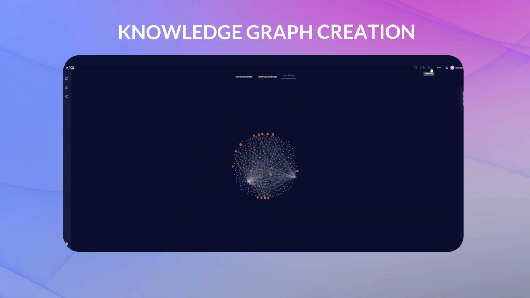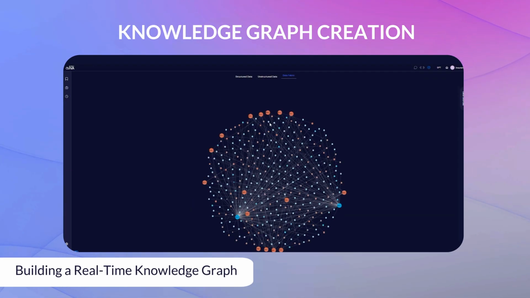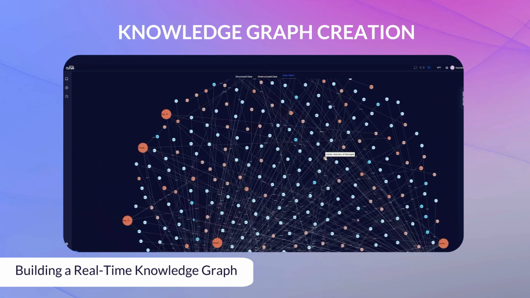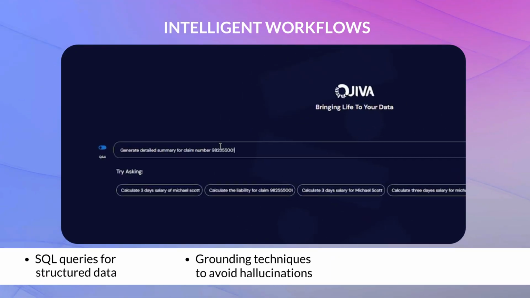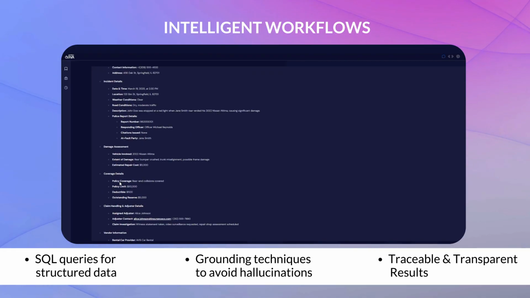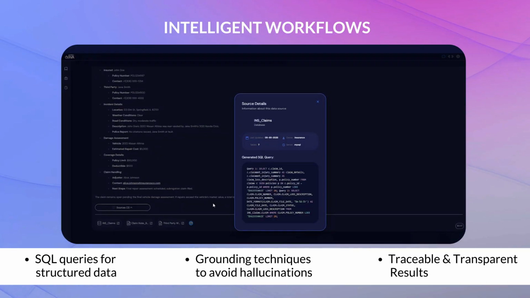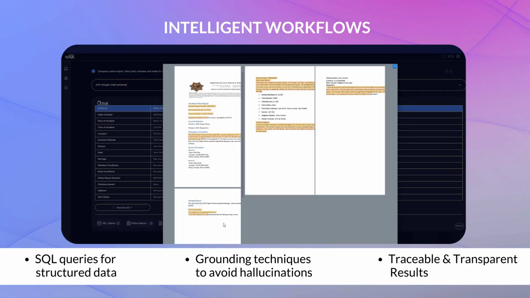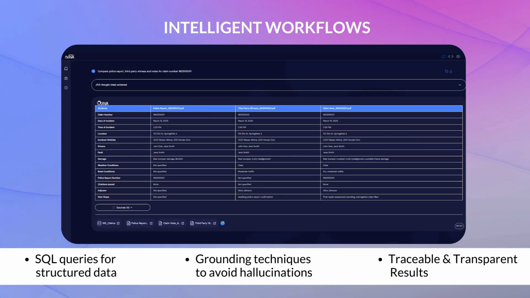JIVA connects various data sources and creates a data fabric using a dynamic knowledge graph, connecting people, vehicles, timelines, and evidence. Once the knowledge graph is ready, JIVA uses an Agentic AI workflow to create a detailed summary of the claim with traceability of data. It compares documents side by side, identifying inconsistencies and fraud indicators.